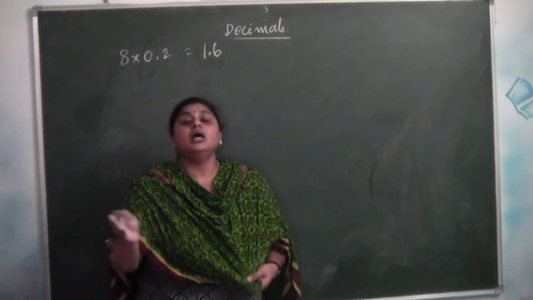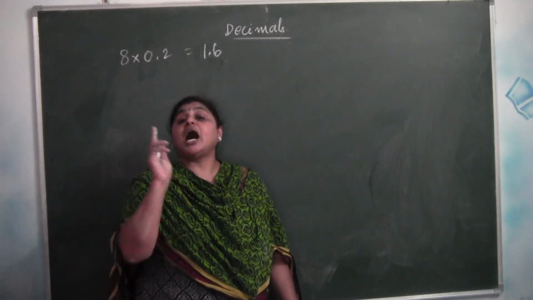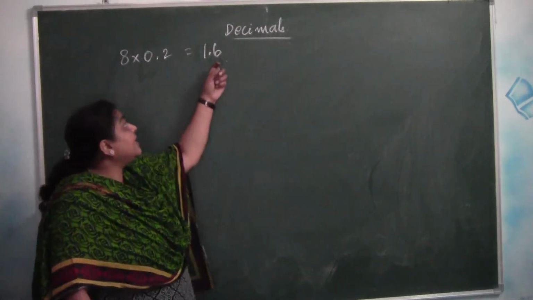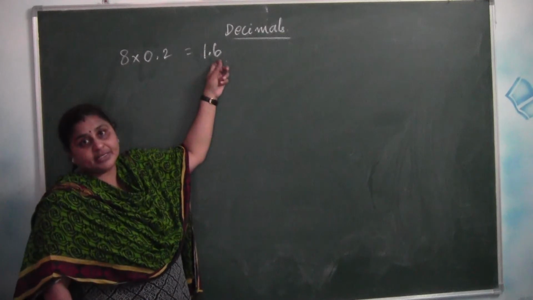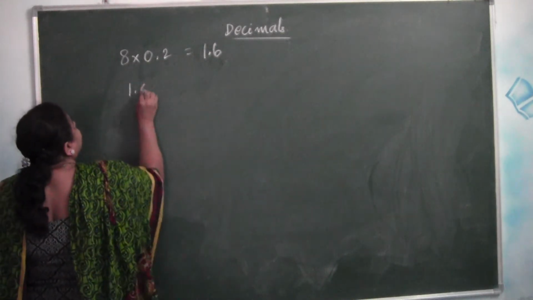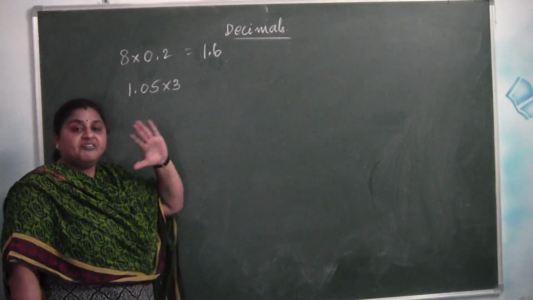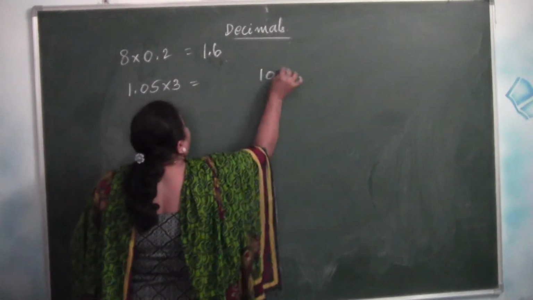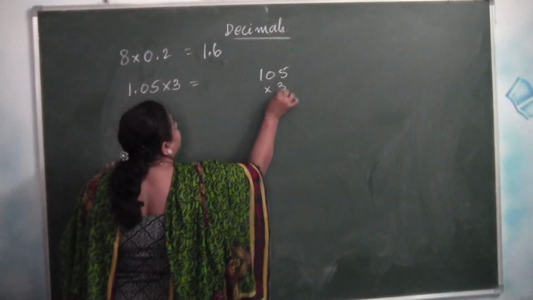Just remove the decimal and multiply the numbers. Then check after how many digits we have a decimal point. In the final answer, you have to place the decimal after that many digits. Got it? Now let us take another example. Now see, 1.05 into 3. Now what did I say? First, remove the decimal and multiply. I have removed the decimal, it means 105 into 3.